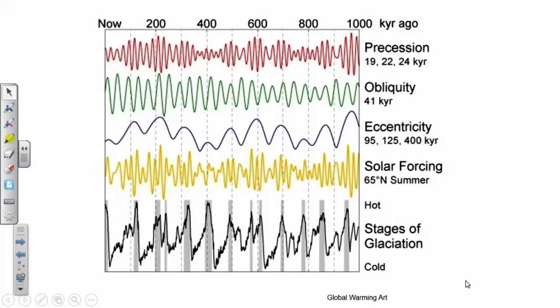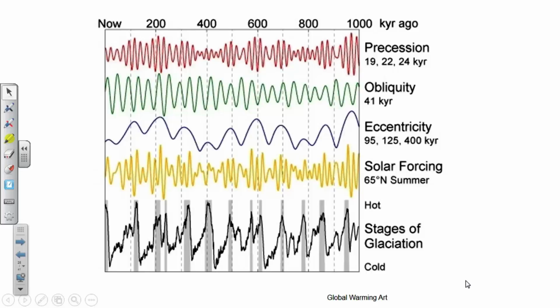Now, this curve will be different for every latitude on Earth. So you know that the forcing of obliquity will be completely out of phase between the northern and southern hemisphere. So it does matter which latitude you choose for your forcing curve.